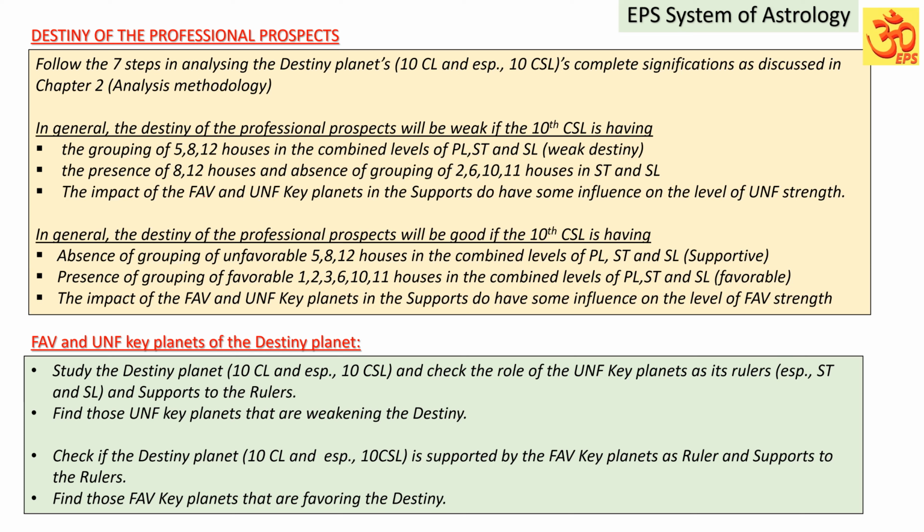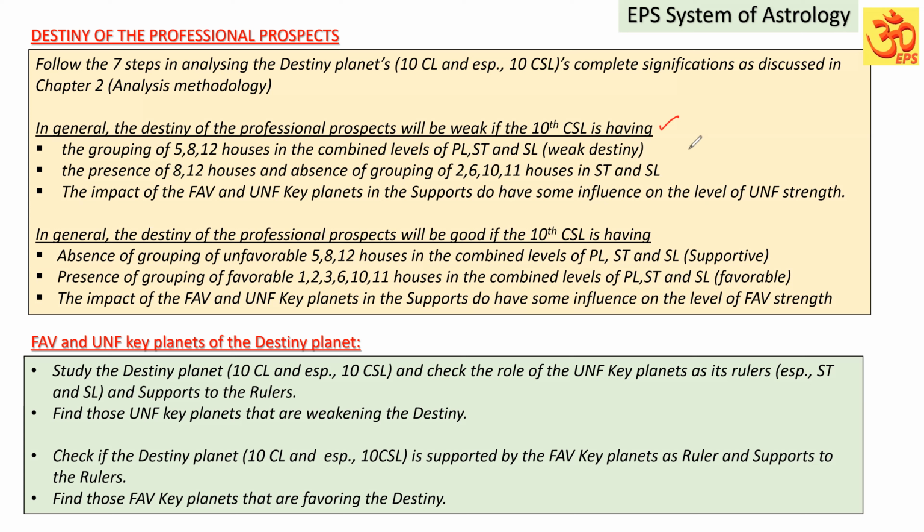Now, in general, the destiny of the professional prospects will be weak if the 10th cuspal sublord, because I have taken the 10th cuspal sublord, the 10th cuspal lord also can be studied, but importantly the 10th cuspal sublord. If both the 10th cuspal lord and 10th cuspal sublord are weak, then it is going to be even weaker. We have to keep that in mind. So the destiny of the professional prospects will be weak if the 10th cuspal sublord is having the grouping of 5, 8, 12 houses in the combined levels of planet, star lord, and sublord. It is called weak destiny.